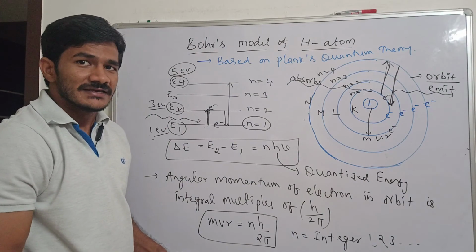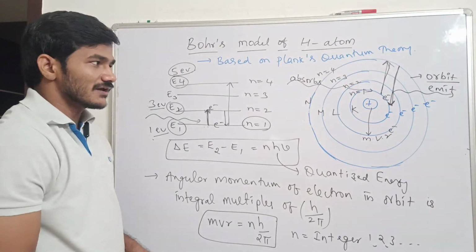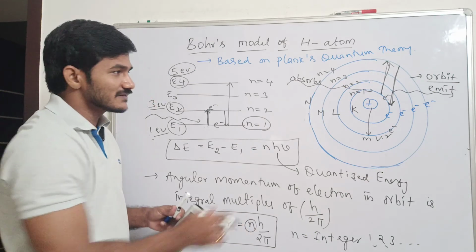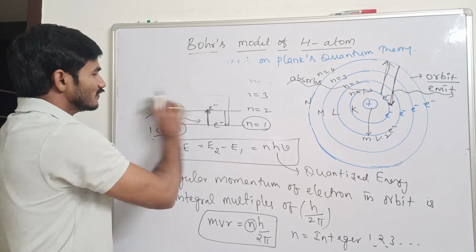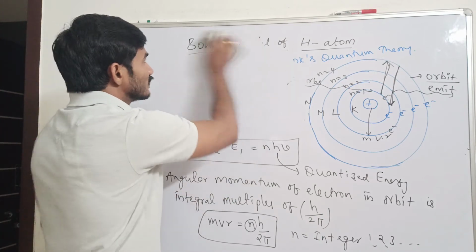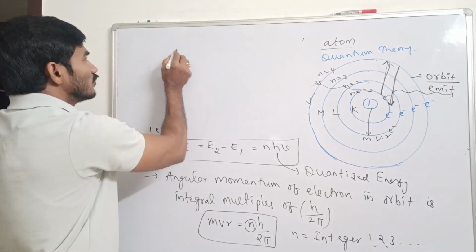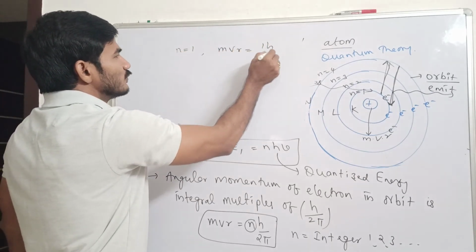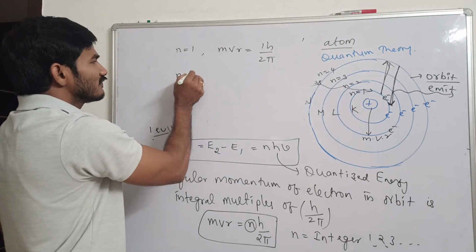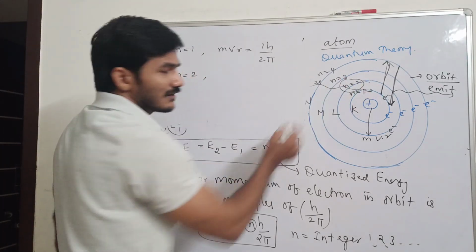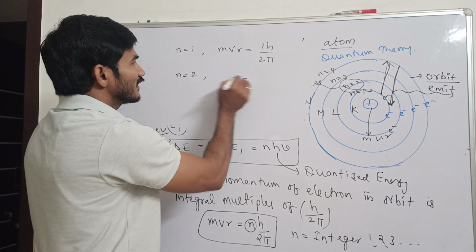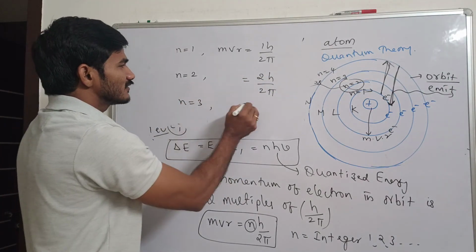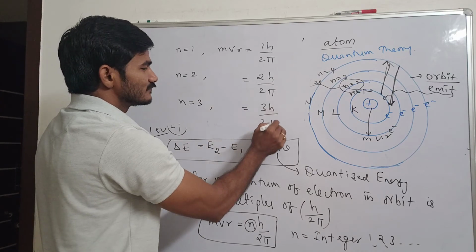Integer value means, this n represents the orbit number. Angular momentum of electron in the first orbit, what can I write here? When the electron is present in the first orbit, n is equal to 1. Angular momentum mvr is equal to 1h by 2 pi. When the electron is present in the second orbit, mvr is 2h by 2 pi. When the electron is present in the third orbit, I can write 3h by 2 pi.